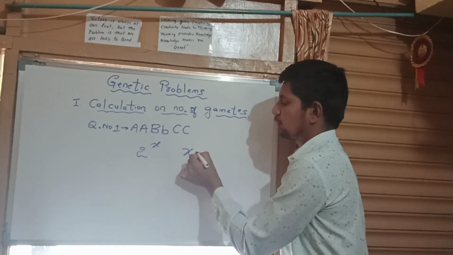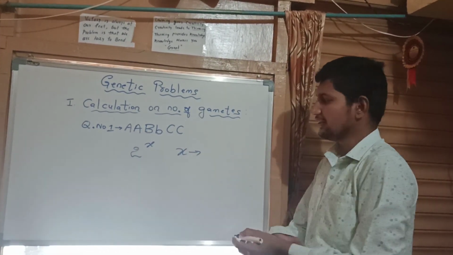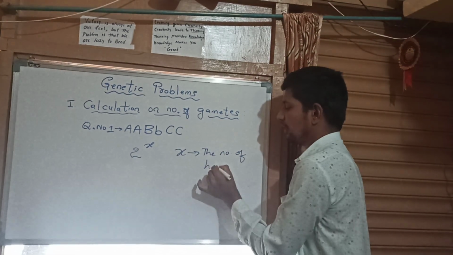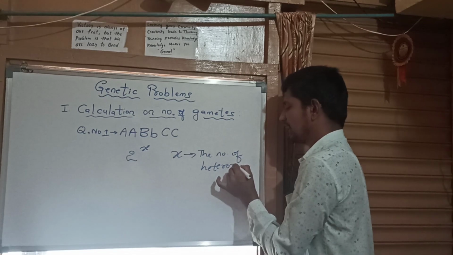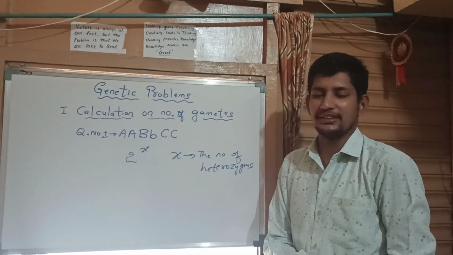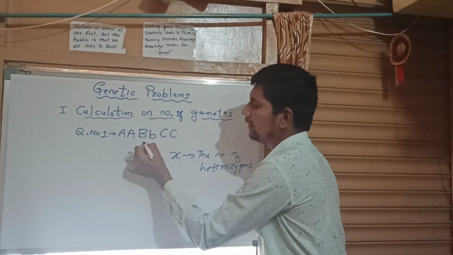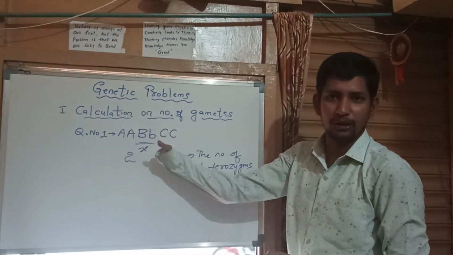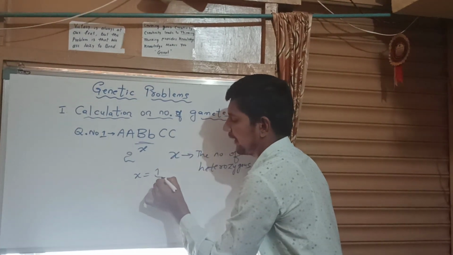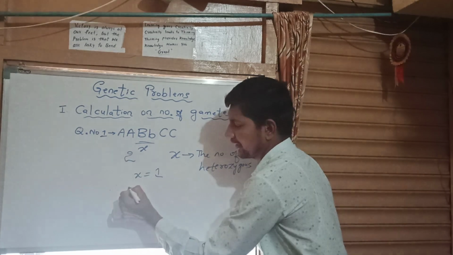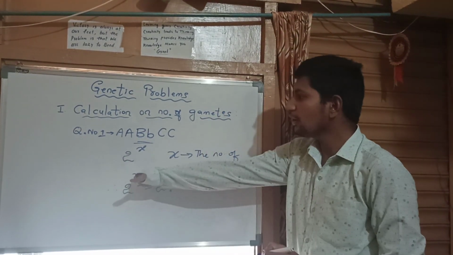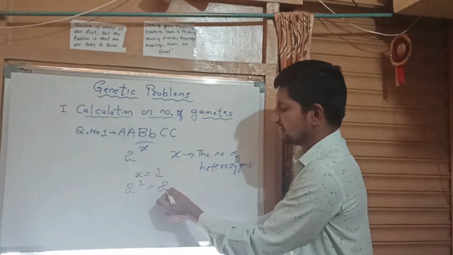X means what? X means the number of heterozygous conditions. The number of heterozygous conditions is the value of X in this case. So in the given problem, you can see that capital B, small b is the heterozygous condition. Therefore, X is equal to 1. Now substitute this value here. So 2 to the power 1 is nothing but 2. So the number of gametes possible in this case is 2.